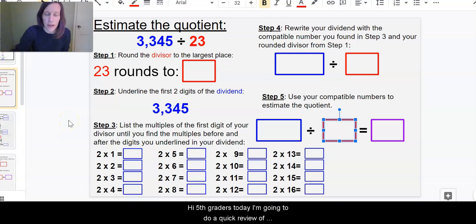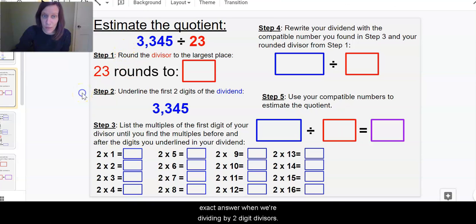Hi, fifth graders. Today I'm going to do a quick review of how to estimate the quotient with a two-digit divisor, and then how we use the estimate that we get on this slide to help us find the exact answer when we're dividing by two-digit divisors.